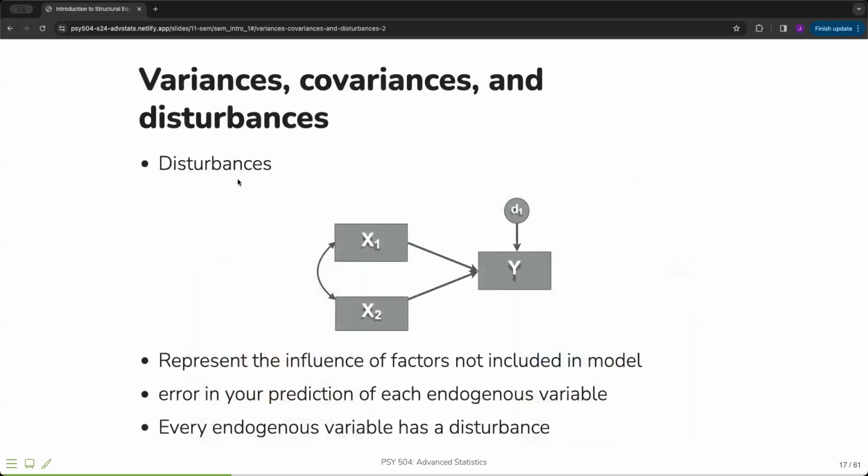We also have disturbances, and each endogenous variable in our model has a disturbance. And as I said before, a disturbance is just a residual in our regression model. And it basically represents the unexplained variance. So it represents the influence of factors not included in the model, and basically it's just error.